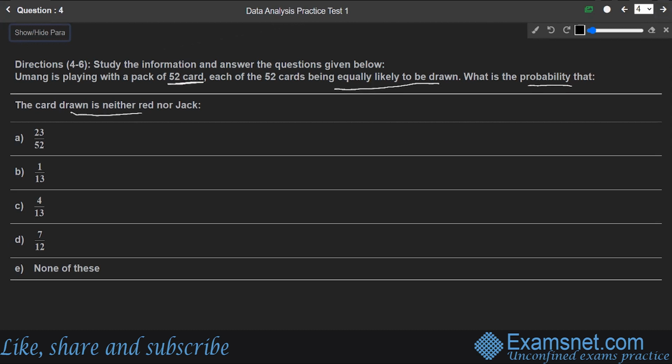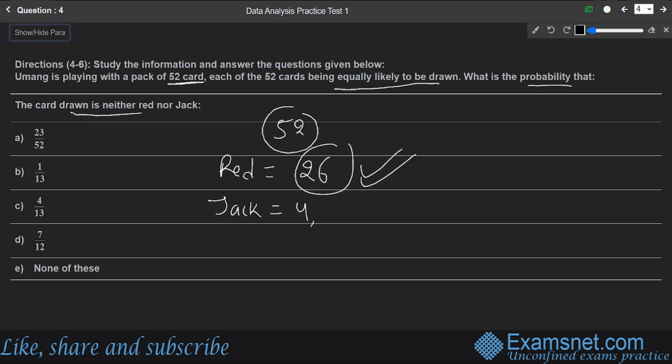Neither red nor jack. So what we can do is there is a pack of 52 cards, and we have to eliminate those cards which we don't want. We don't want the red cards. How many red cards are there in all in a pack of 52 cards? There are 26 red cards. So they are eliminated, and he's not looking for jack also. How many jacks are there? There are in all four jacks, but two jacks have been already covered in this 26. One of diamond and one of heart is already covered in these 26.